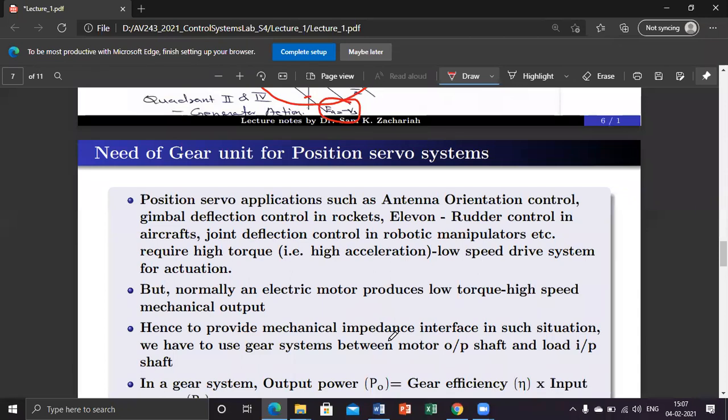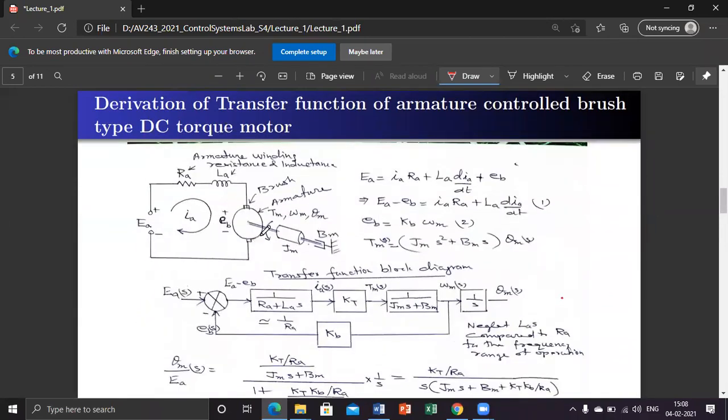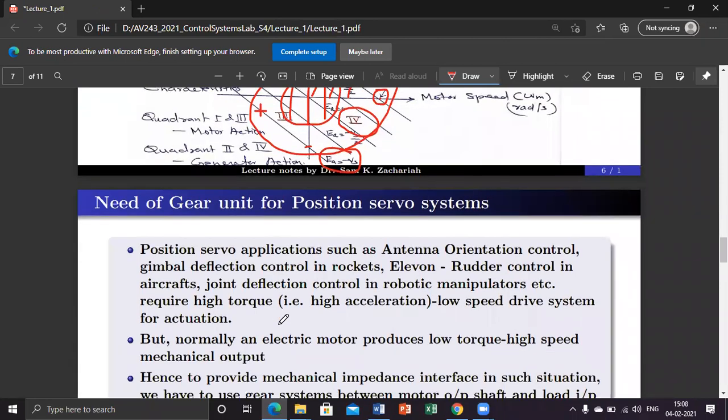Yes, sir. Let us go to another part of this electromechanical actuator. So far we have considered only an electromechanical actuator without any gear system. That is, directly the armature is there and the load shaft is connected directly to the armature, the rotor of the motor, without any interface. But in almost all of the practical cases, we cannot directly couple the load to the motor shaft.